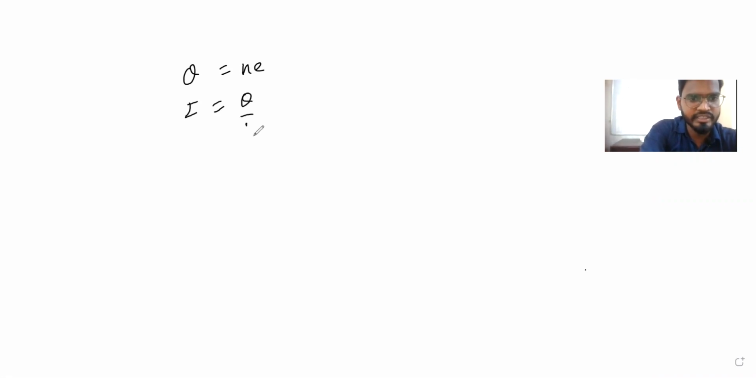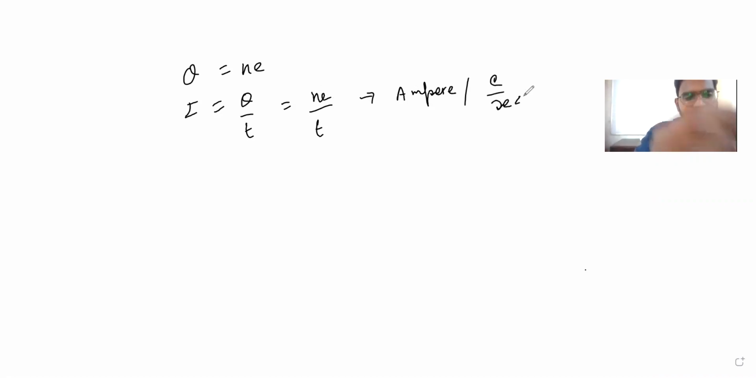What are the formulas we finished? Q is equal to Ne, I is equal to Q by T, or we can say Ne by T. The unit of current is ampere, or we can say coulomb per second. The unit of charge is coulomb, denoted by C.